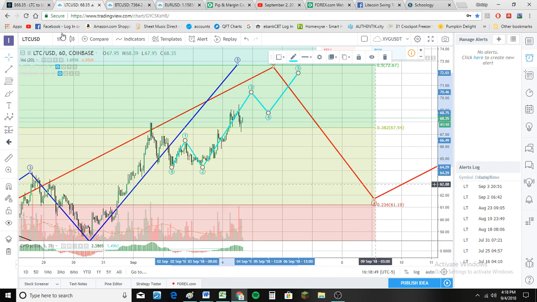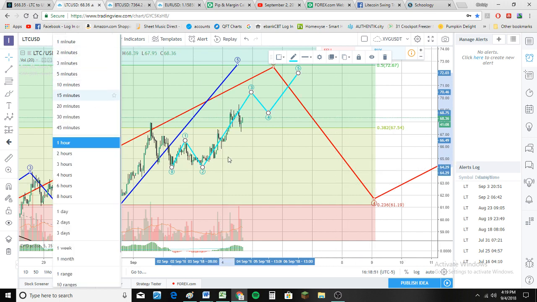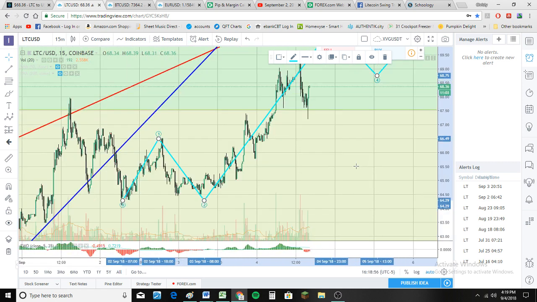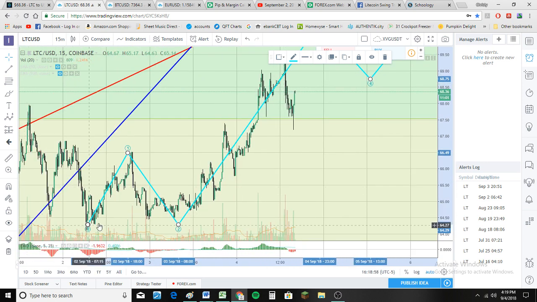So I ought to be able to go down to a shorter time frame. We're going to go to the 15-minute and then count those subwaves. So regardless of where we are or where we've been, we ought to be able to count the subwaves. So here, let's see if we got it.